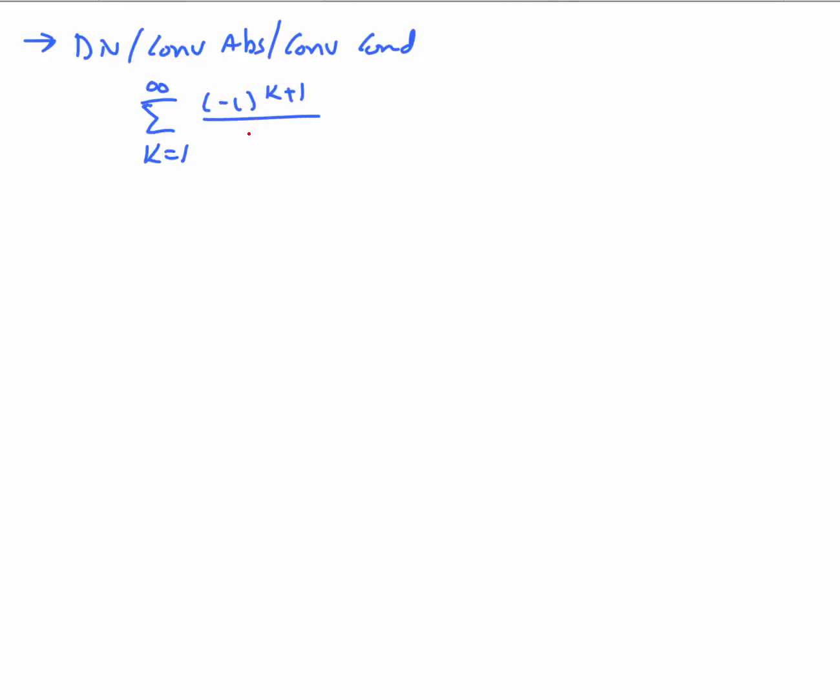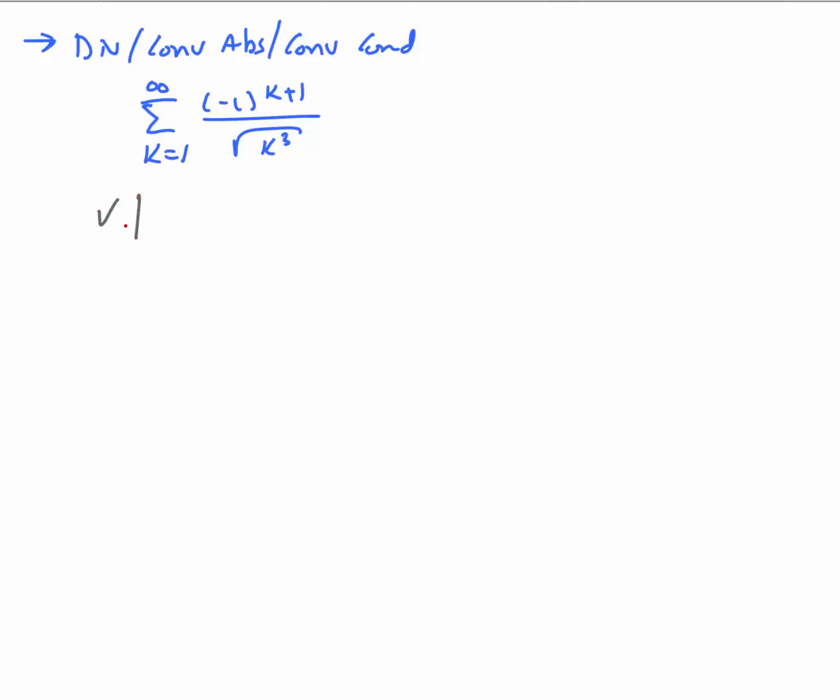Okay, let's look at another problem. Let's look at whether this diverges, converges absolutely, or converges conditionally. Let's look at the series k equal 1 to infinity, negative 1 to the k plus 1, all over the square root of k cubed. Now when we look at the square root of k cubed, we have to remember that's really k to the 3 halves.